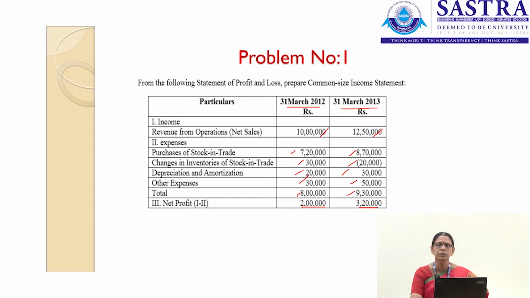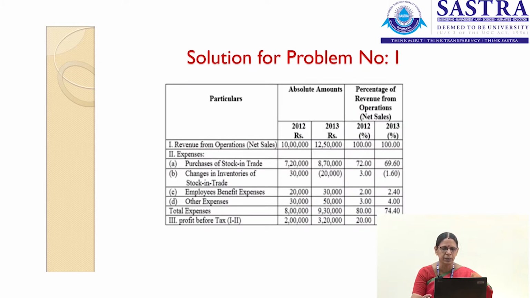Let us now see how this common size income statement has been prepared. While preparing the common size income statement, we'll take the revenue from operations as 100 and other items are calculated in proportion to the sales. So in percentage to the sales. So this is a vertical analysis wherein we are going to convert all the items in the same year to the sales. Let us now see how this solution has been arrived.